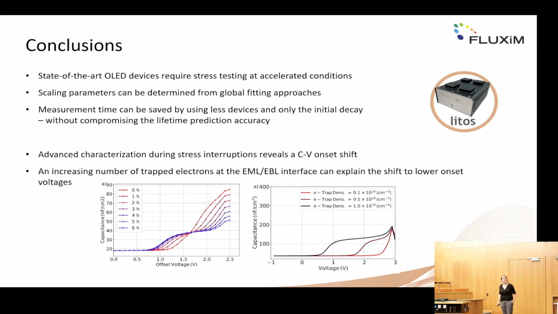So with this, I would like to summarize. We have state-of-the-art OLED devices which require stress testing at saturated conditions, because otherwise you have to wait for a very long time. We saw that we can determine the scaling parameters pretty reliably from different global fitting approaches, and we can also save measurement time by using less data, mainly by using the initial decay only, and also only using the saturated conditions. In the second part, I focused on advanced characterization, and this allowed us in this case to understand that there are probably trapped electrons at the EML-EBL interface, and they increase during degradation, and this leads to the shift of the CV onset to the left.